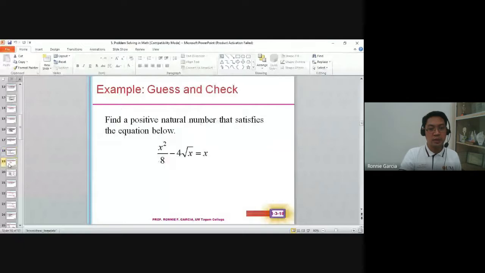Let's try another problem. The suggested strategy for this is still guessing and checking. This is an algebra problem. Find a positive natural number that satisfies the equation. So find the value of x, in other words. It must satisfy the equation x squared over 8 minus 4 times the square root of x is equal to x. So if you operate x squared divided by 8 minus 4 times the square root of x, the result will be equal to x. So what is the value of x?